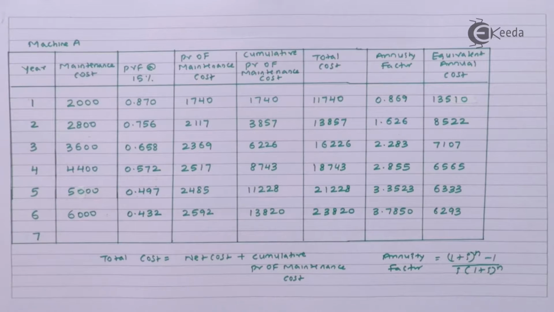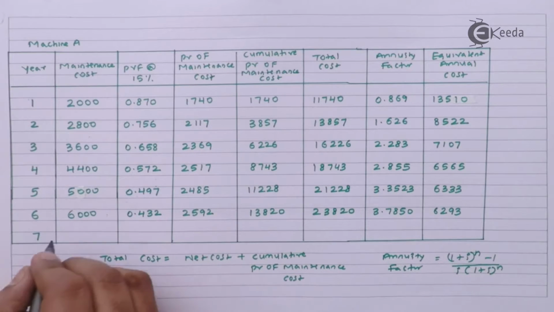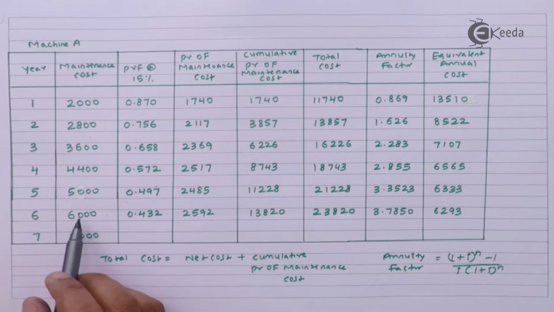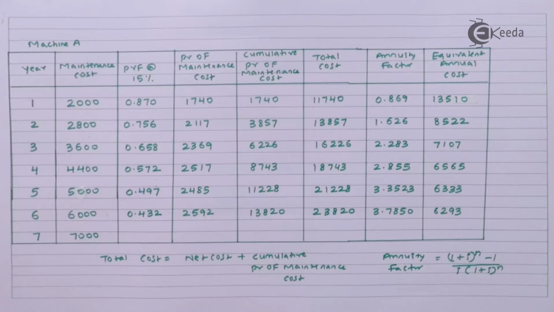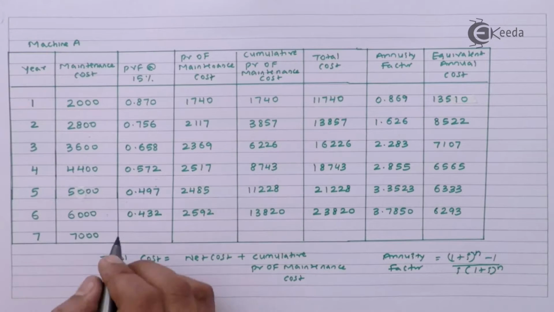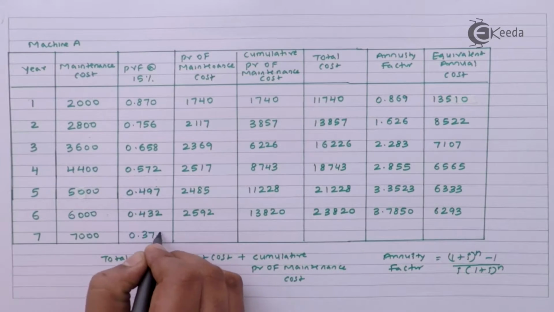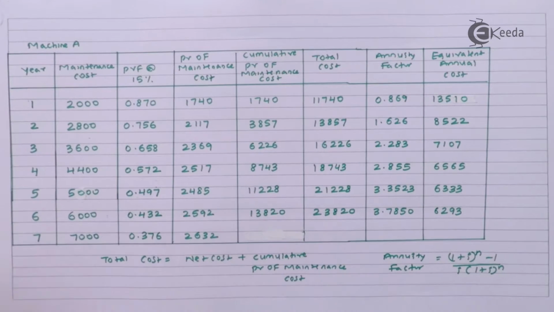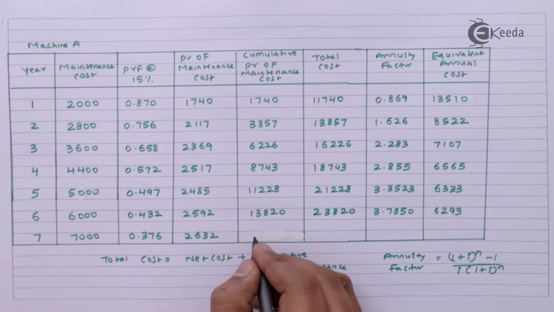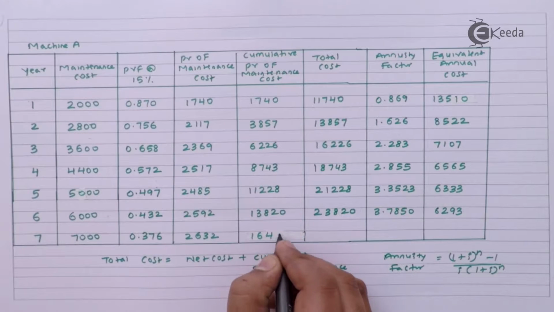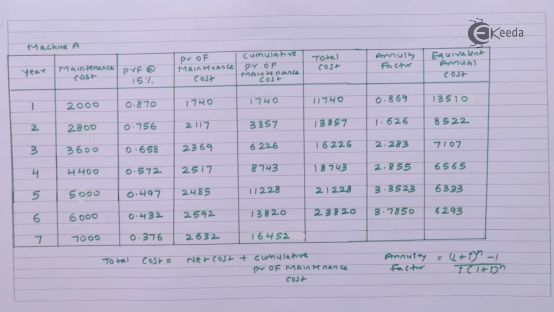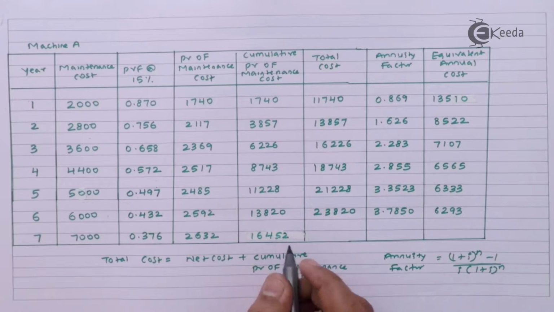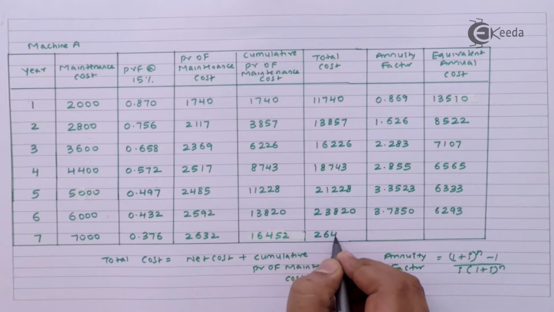और अगर 7th ईयर में डिक्रीज हुआ तो 8th ईयर भी करना पड़ेगा, as I told you earlier. So here I increased it by 1000. It will be 1, 2, 3, 4, 5, 7, 0.376, 2632. This will be 13,820 plus 2632, which comes to 16,452. And now my total cost will be 16,452 plus 10,000, that is 26,452.